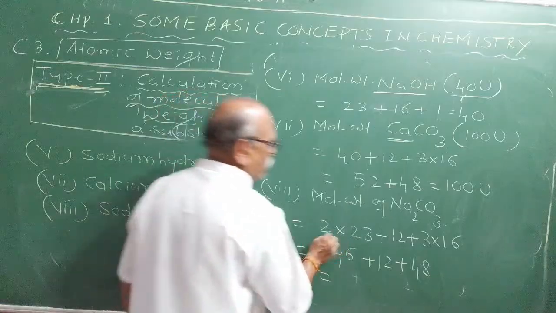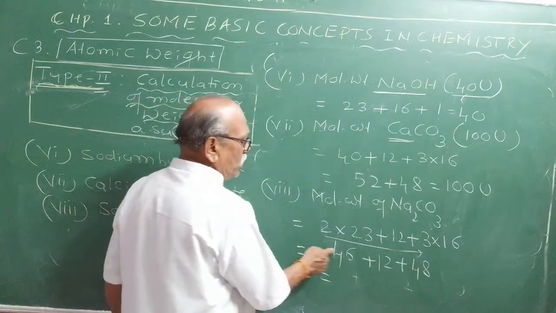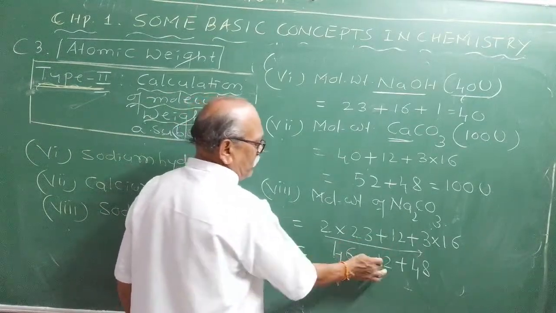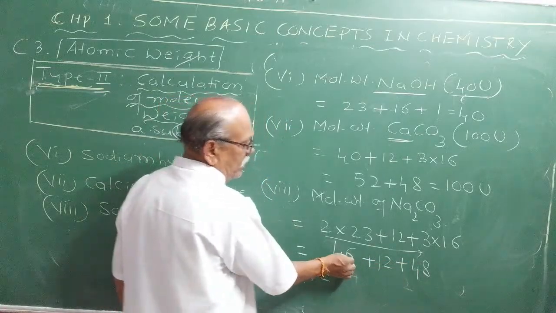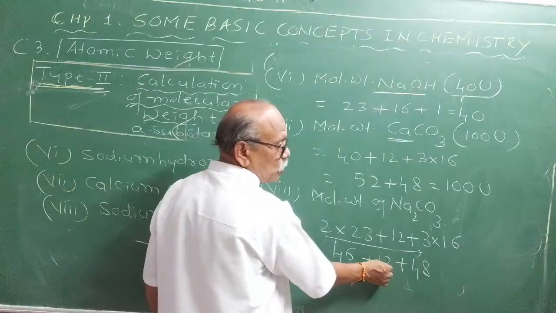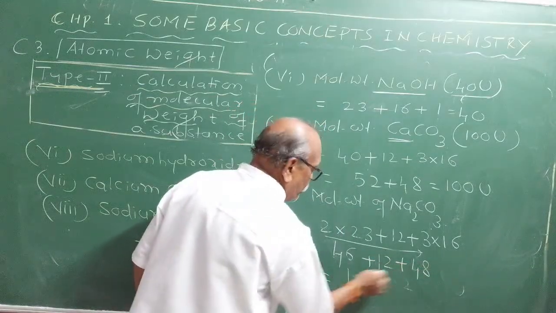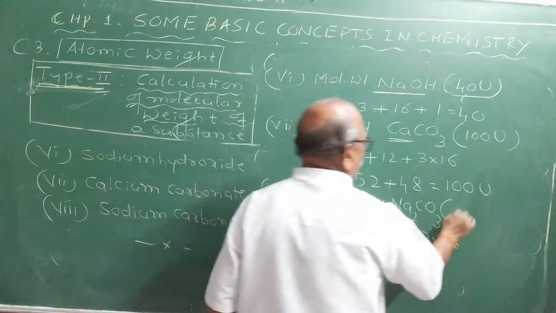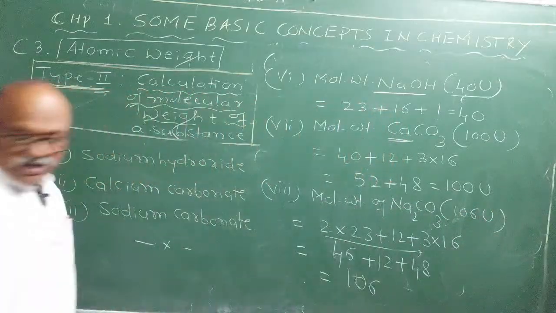Go on adding from left to right. Change your direction, then speed will change. 40 plus 10. Add only 10s. 40 plus 10, 50. 50 plus 40, 90. 90 plus 6, 96. 96 plus 2, 98. 98 plus 6, 106. Therefore, molecular weight of sodium carbonate will be 106 unified mass.